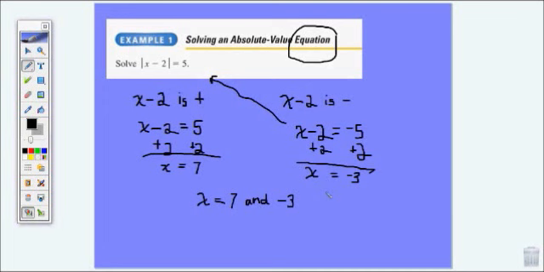Now, we could go ahead and check those by saying 7 minus 2 would be 5. The absolute value of a positive number stays positive, so is 5 equal to 5? Yes. We'll do this one. -3, so -3 minus 2 would equal -5, a negative and a negative. But the absolute value of that would change to +5. So yes, those are both true solutions.